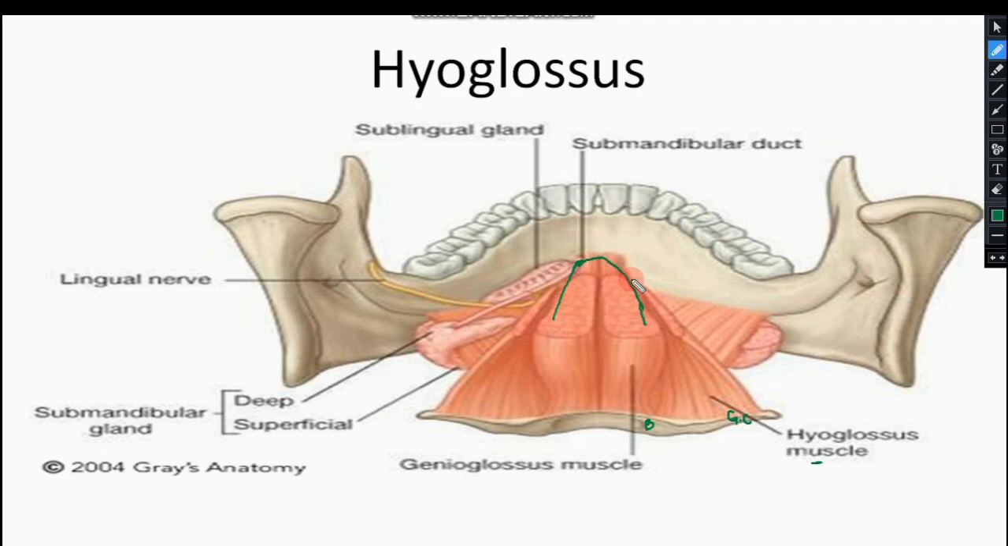What is the action of the hyoglossus? The action of the hyoglossus is to depress the tongue, and also to retract the tongue. I have already told you many times, and explained how the movement takes place in the direction of the point of origin. This is the point of origin, and this is the point of insertion, so the direction will be this way. So first, it can depress the tongue, and it can retract the tongue. The protruded tongue can be retracted by this hyoglossus.